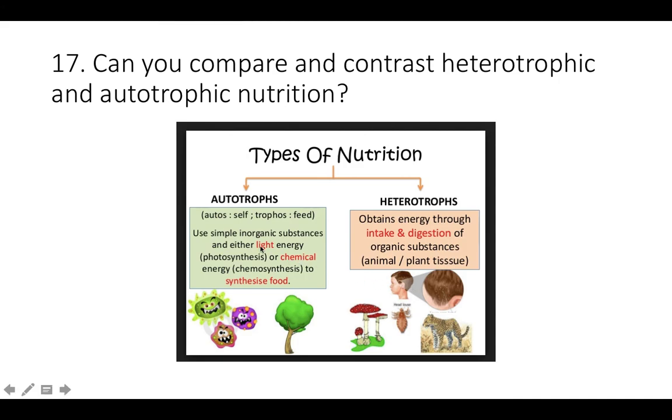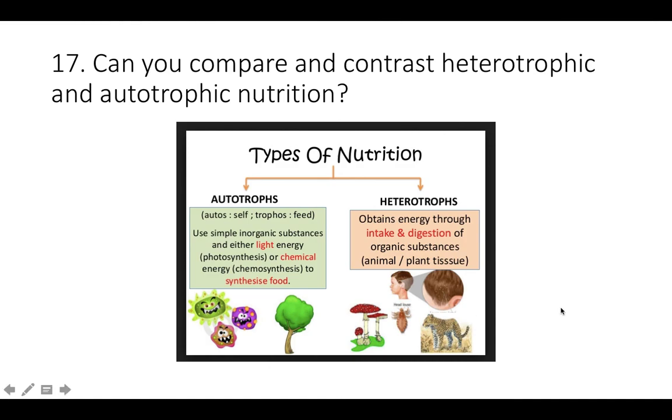Where you're able to convert light energy or chemical energy into food. Heterotrophs are required to take energy through an outside source. They do not have the capability to turn sunlight or chemicals into food, so that's why we eat things. So we are considered heterotrophs.